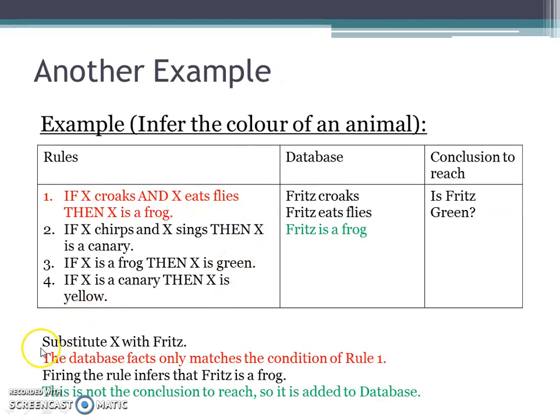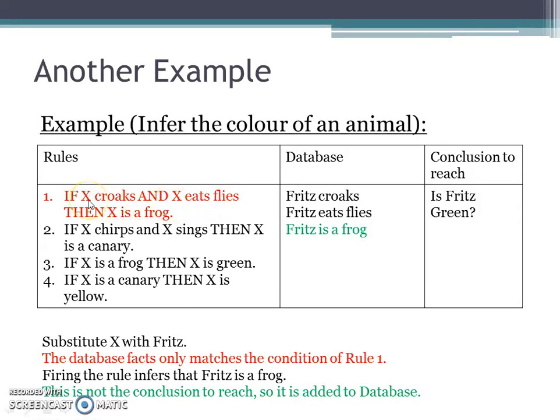Now, first of all, what we do is we substitute, in these rules, all the X with Freeze, right? Because we want to check whether Freeze satisfies the condition. So here, notice this statement which is written in red. The database facts only match the condition of rule 1. Now, what does that mean? If you look at each of these rules, we check to see which one will be triggered. Again, triggered here means that the condition of the if statement is true.